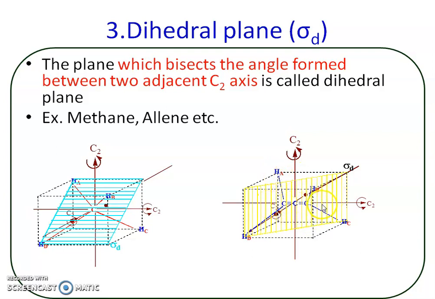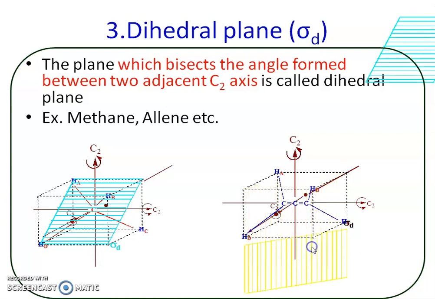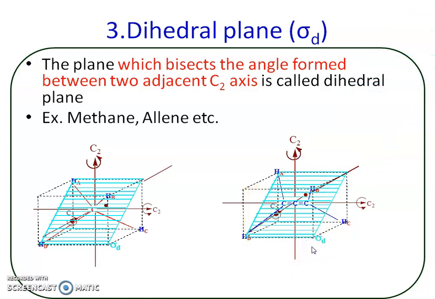Similarly the 2 side carbons get exchanged, and this is the last dihedral plane, the 6th dihedral plane in allene, which is passing through hydrogen A, hydrogen D and the central carbon. Here there is a reflection between hydrogen B and hydrogen C. At the same time the 2 carbons get reflected.